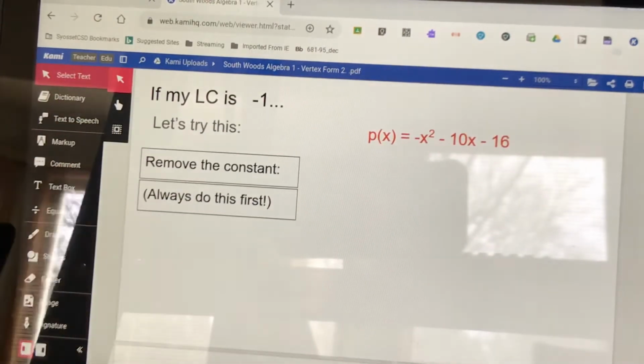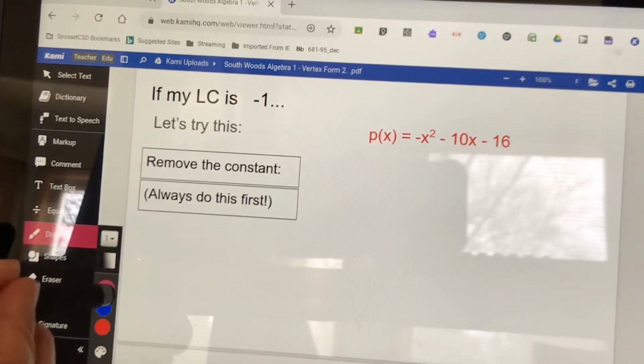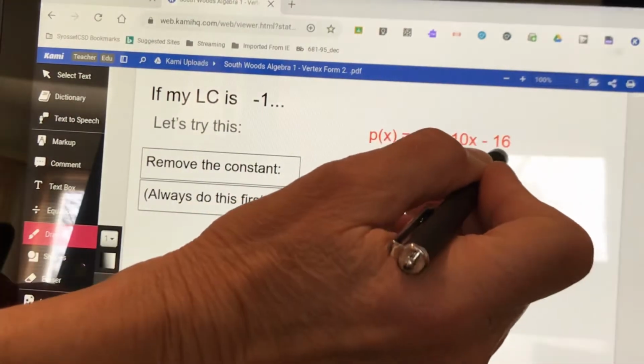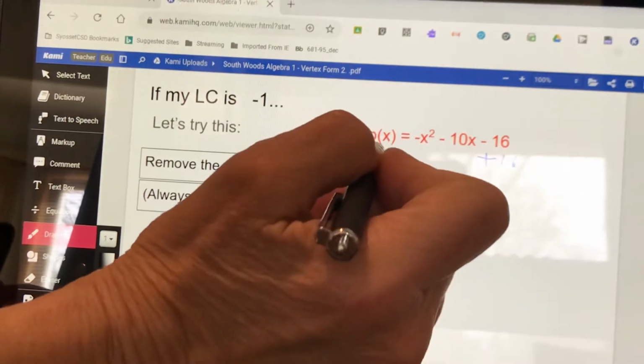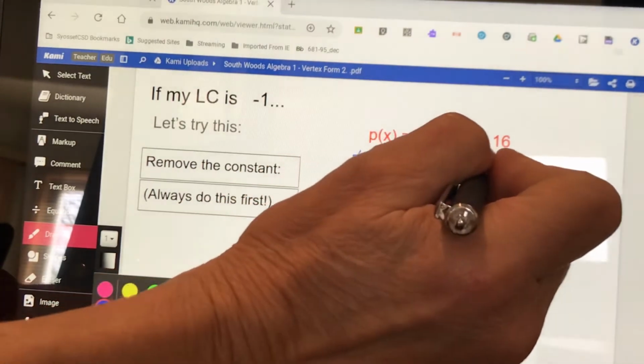Here I have a lead coefficient that is -1. We still need to do the first thing first and remove the constant. Always remove the constant first. It's a -16. Although 16 is a perfect square, it's certainly not the perfect square that we want, and anyway it's negative. It's not going to help us. So we're going to remove that -16 by adding 16 to both sides of the equation, the addition property of equality.